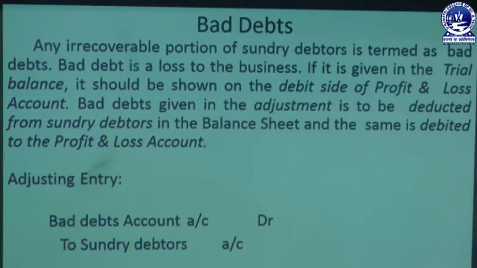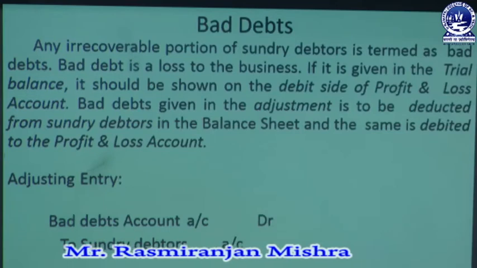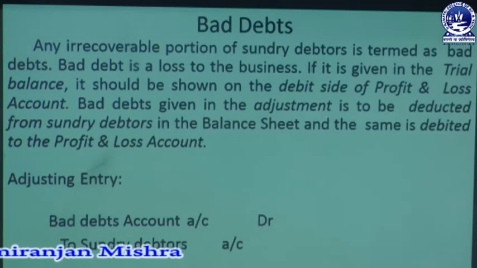If it is given in the trial balance, it should be shown on the debit side of the profit and loss account. We already know that the items given inside the trial balance need to be treated only once. So when bad debt is given inside the trial balance, the treatment is that it must be shown on the debit side of the profit and loss account.